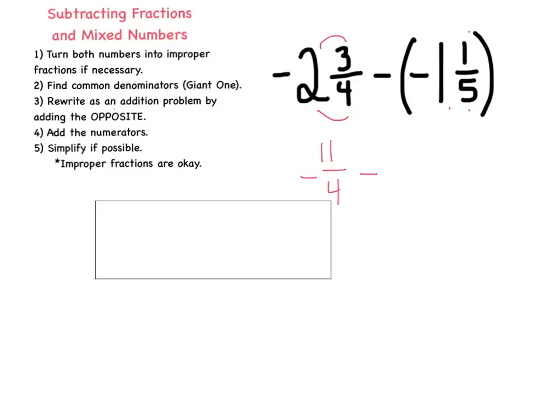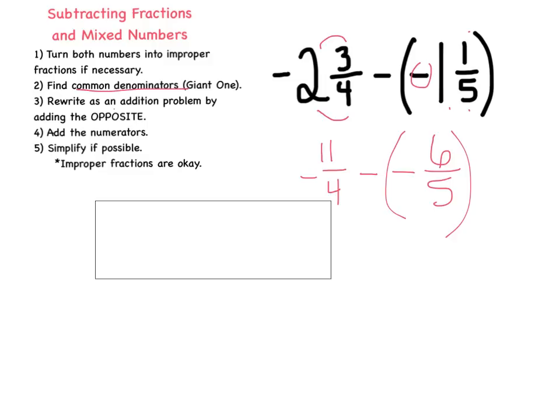1 is 6/5, and I need to also bring down this negative. I'm going to keep my parentheses there. So I have negative 11/4 minus negative 6/5. All right, now I need to find our common denominators. 4 and 5 both go into 20.